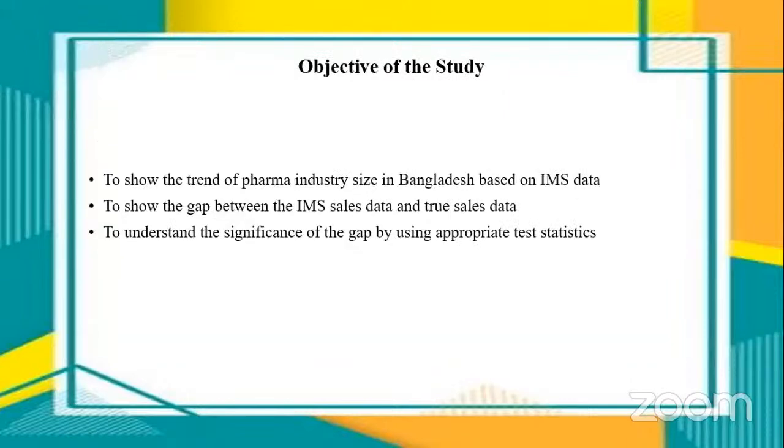The objective of my research is to show the pharmaceutical industry value in Bangladesh and to show the gap between IMS data and the actual data in the industry in Bangladesh. And finally, to understand the gap between IMS sales and actual sales in the industry based on an appropriate statistical test.